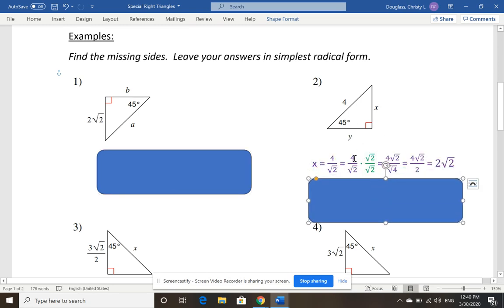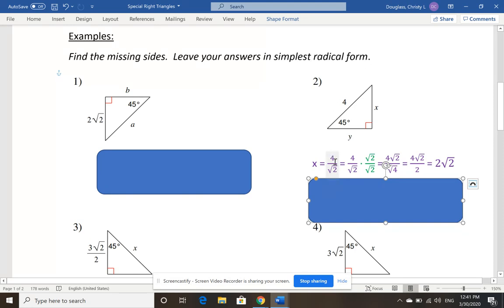So let's walk through this one step at a time. 4 divided by the square root of 2. You really can't divide that. You can't divide a rational number and an irrational number. Either both numbers have to be rational or they both have to be radicals. So I really can't divide this, at least not nicely. So what we do here has to do with this, where it says leave your answers in simplest radical form.